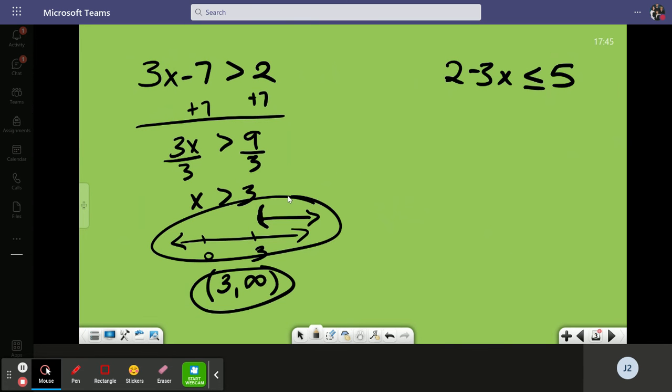Thank goodness. That's all I could do is the interval notation. When I get to the graphs, I can't remember which ones the parentheses are. And now, the square brackets are for less than or equal to.